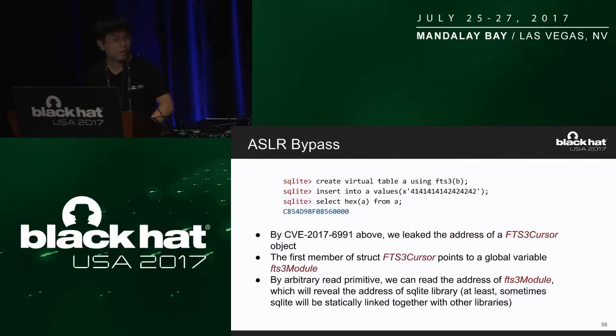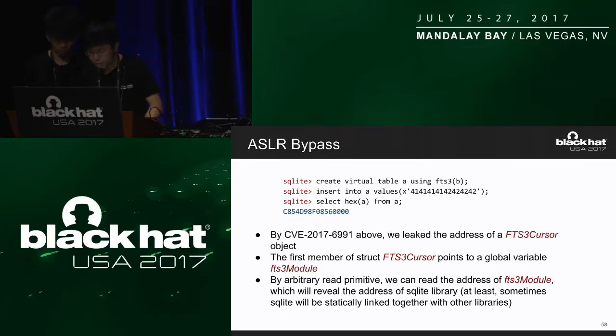So it's time for us to defeat ASLR. ASLR is everywhere in modern targets. Let's review the information disclosure bug. We could use it here because by this bug we can leak the address of some FTS3 cursor struct. By digging into the details of the struct, we find that the first member is pointing to a global variable in SQLite. It's called fts3Module. So by the read primitive, we could read the address of fts3Module and leak the address of the SQLite library.